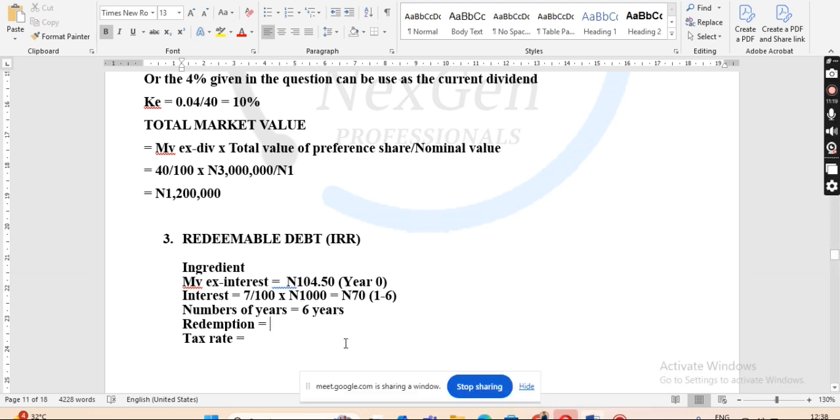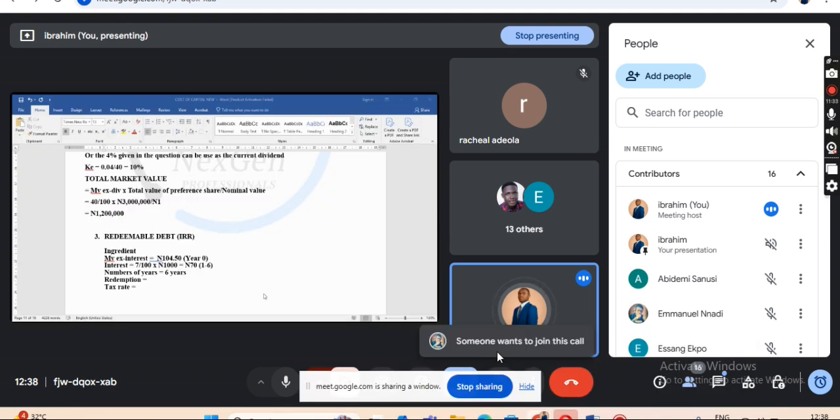Now, if that is established, they said the redemption is the nominal value, which is 1,000. But we were told that the redemption is at premium. There will be a premium of 5%, which will be above the nominal value. You will add 5% to the nominal value of 1,000.